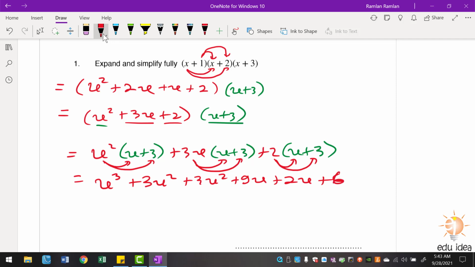Okay, we're almost done because we still have like terms, these two, right? Because both of them have x squared. They're like terms because they have the exact same variables, so we can combine them. So the x cubed doesn't change. So these two, if I combine them, it's just 3 plus 3, you will get 6x squared. Okay, and then this one also, 9x with 2x, because they both have the same exact variable, which is x. So you combine them, 9 plus 2 is equal to 11, so it's plus 11x plus 6. Okay, so this is the answer.